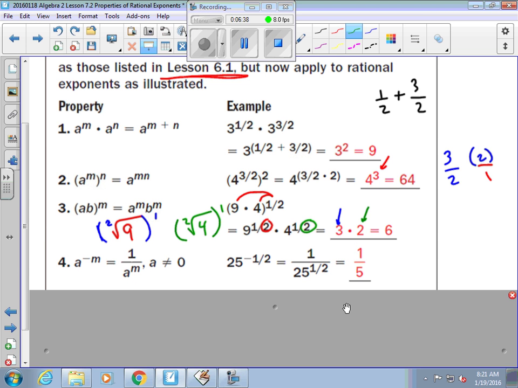Anytime you have a negative exponent, same thing. Remember, the negative takes precedence. Ride the elevator first. A to the negative m rides the elevator, it goes down. 1 over a now becomes to the positive m. So 25 to the negative 1/2 rides the elevator: 1 over 25 to the positive 1/2. And again, we said a second ago, when you raise something to the 1/2 power, it's the same thing as taking the square root of it. So the square root of 25, we know, is 5. So 1 over 5.